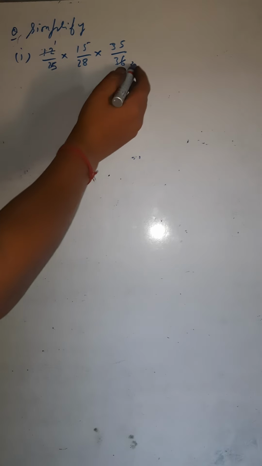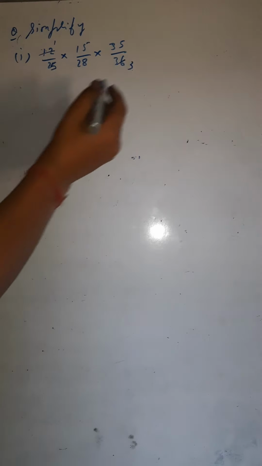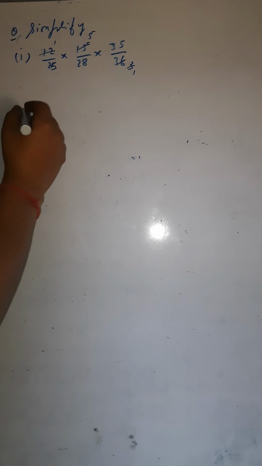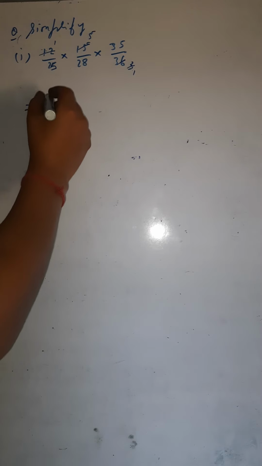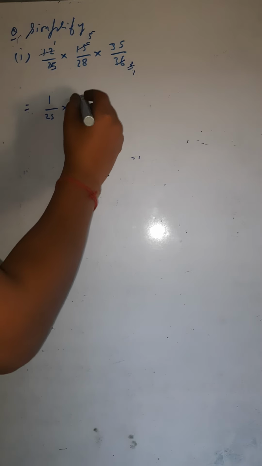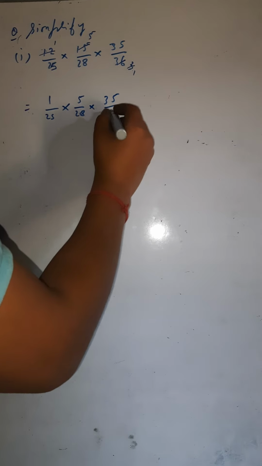Okay. Very good. Now again something you can cut still. Like if you see this 3 and this 15, you can cut this 3 and this 15. Like here 3 1 ja 3 and 3 5 ja 15. Are you getting? So let's write. Now here what is left? 1 by 25 multiply here, what is left? 5 by 28. Then here 35 by 1.